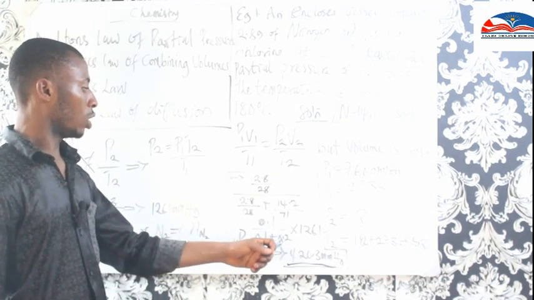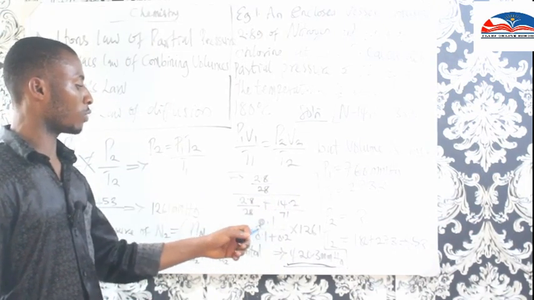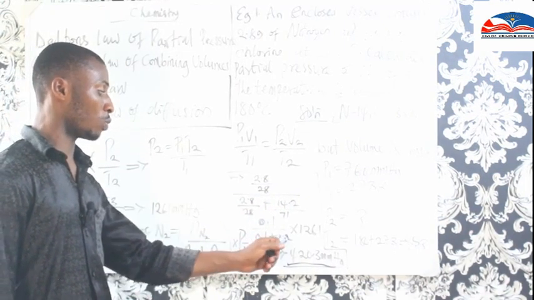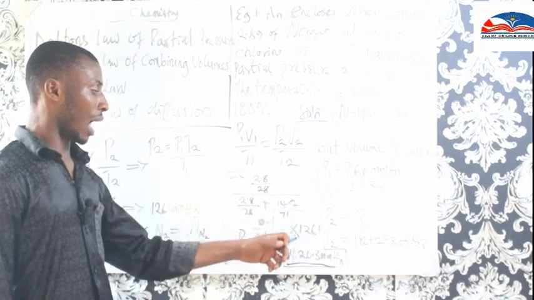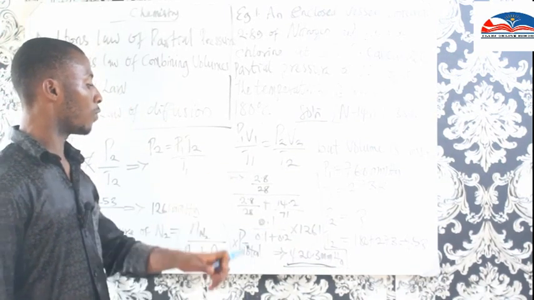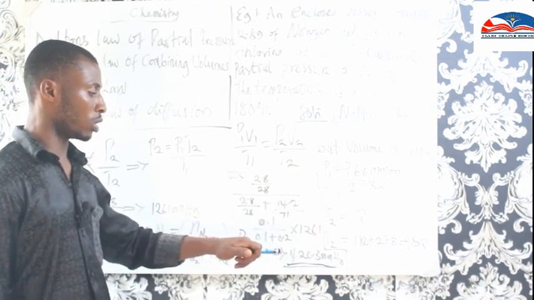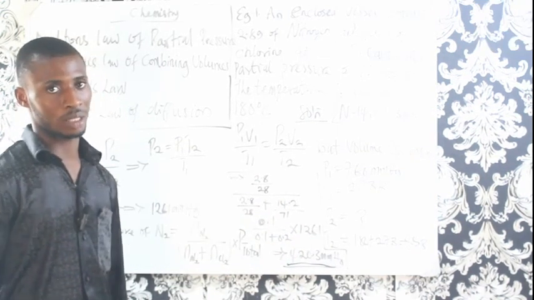So if you press it, you have 0.1 and this 0.2. So 0.1 all over 0.1 plus 0.2, which is 0.1 divided by 0.3, times 1261. If you press that in your calculator, you have 420.3 millimeters of mercury, and that is your answer. Alright, let us go to the next one, Gay-Lussac's law of combining volumes.